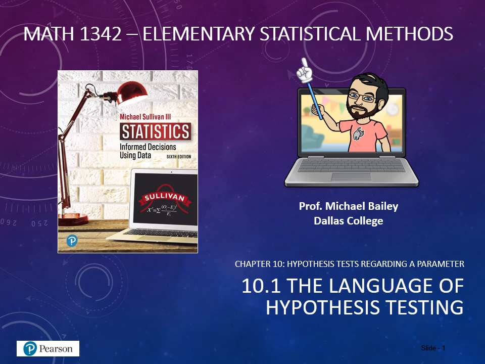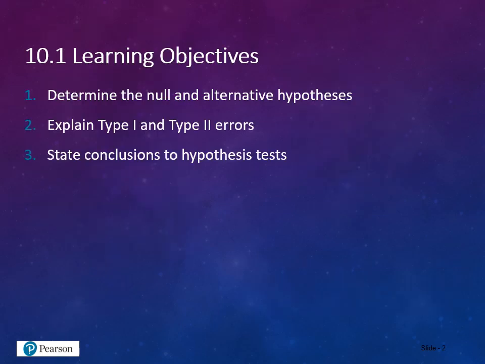So in our next lecture, we're going to begin Chapter 10 and look at hypothesis testing, specifically regarding parameters or the data that's connected to a population versus a sample. Here we're going to be determining the null and alternative hypotheses, explaining different kinds of errors, and then how to state conclusions. There's a very formal way of doing that for hypothesis tests.